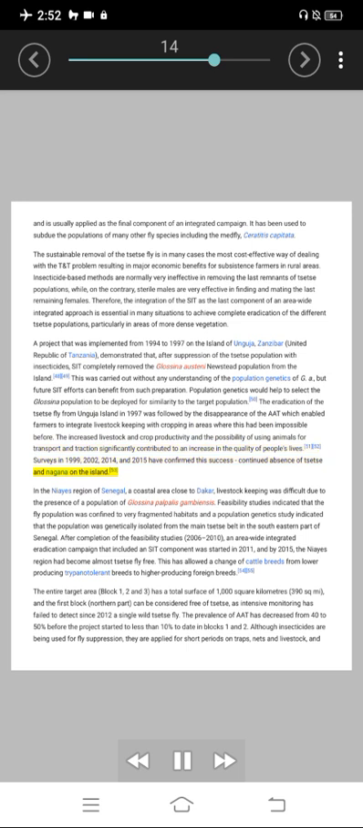In the Niayes region of Senegal, a coastal area close to Dakar, livestock keeping was difficult due to the presence of a population of Glossina palpalis gambiensis. Feasibility studies indicated that the fly population was confined to very fragmented habitats, and a population genetics study indicated that the population was genetically isolated from the main tsetse belt in the southeastern part of Senegal.